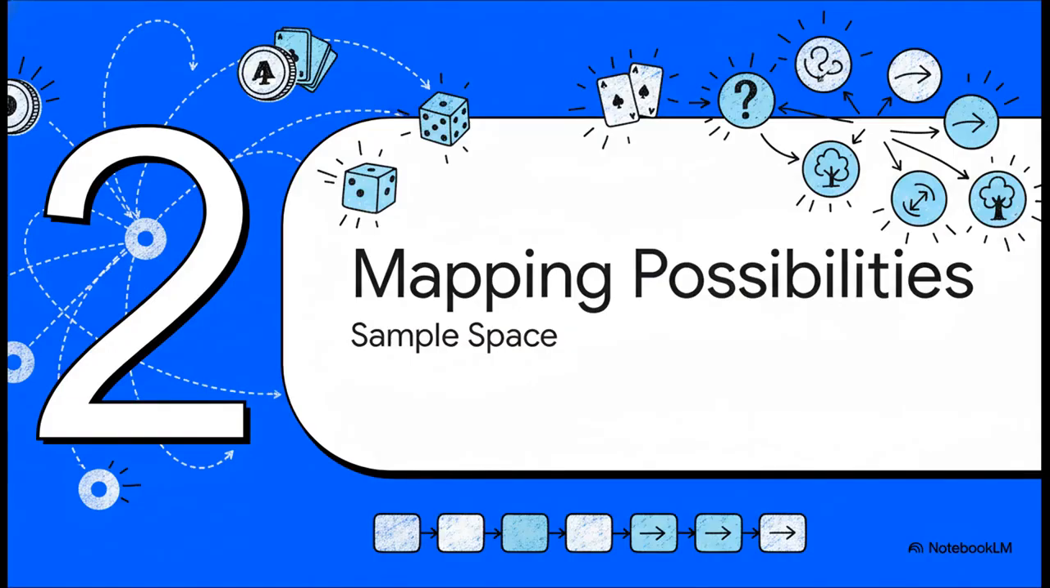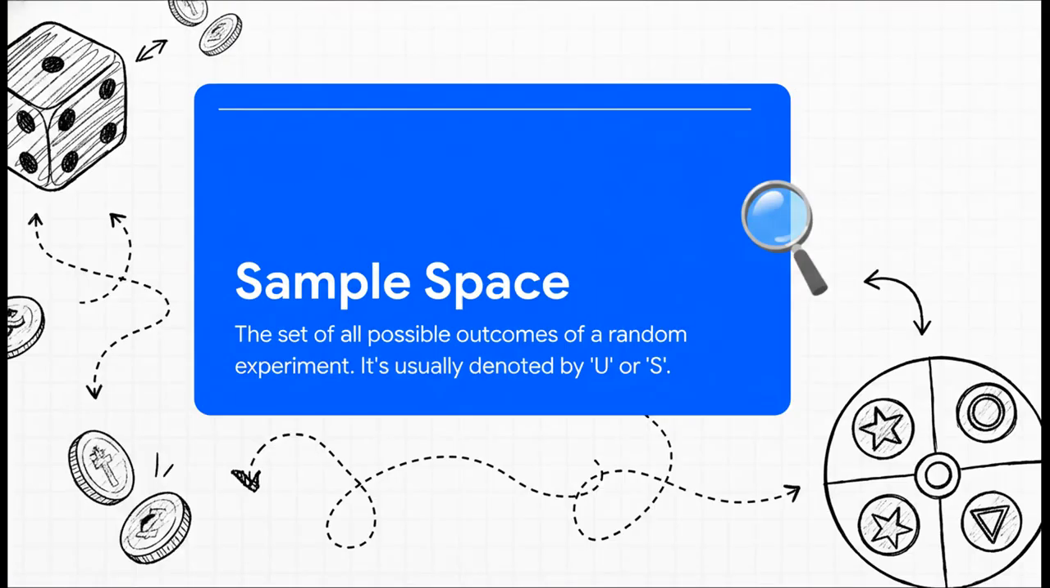Okay, so we've got our experiment. What's next? Well, the logical thing to do is to map out every single thing that could possibly happen. And this map of all the possibilities, that has a name. It's called the sample space. Basically, it's just the complete set of every potential outcome from our experiment.